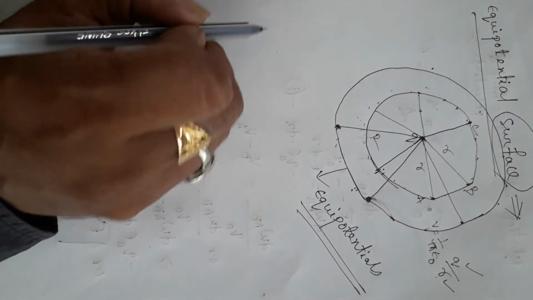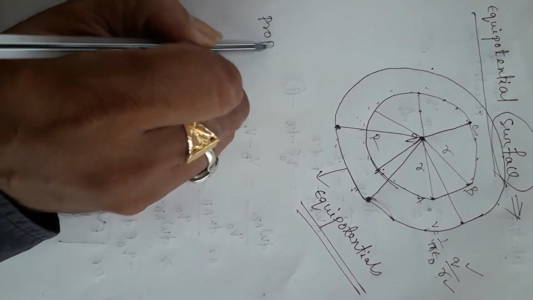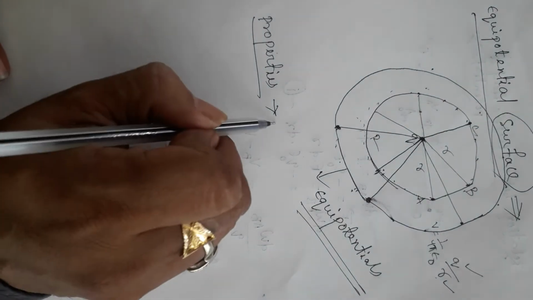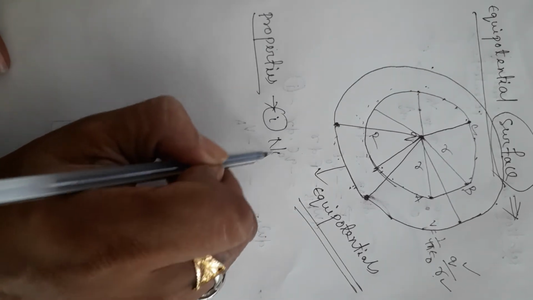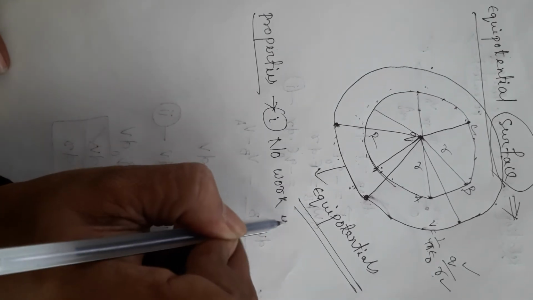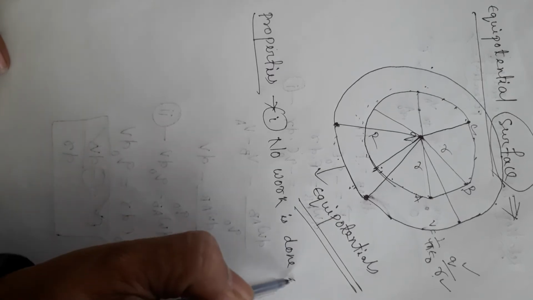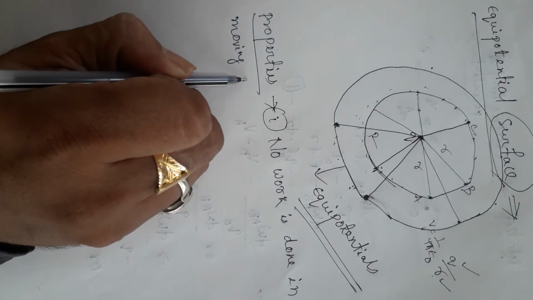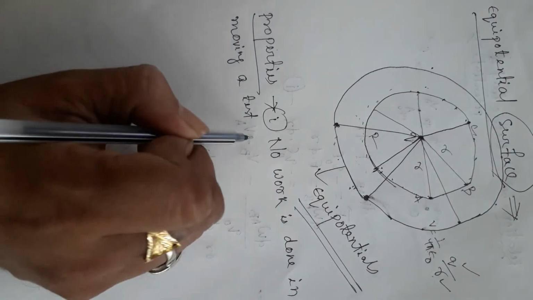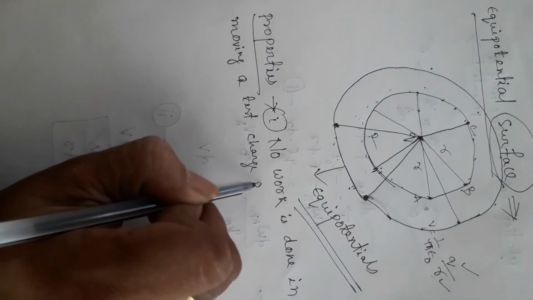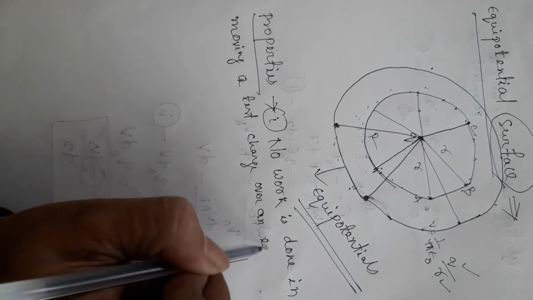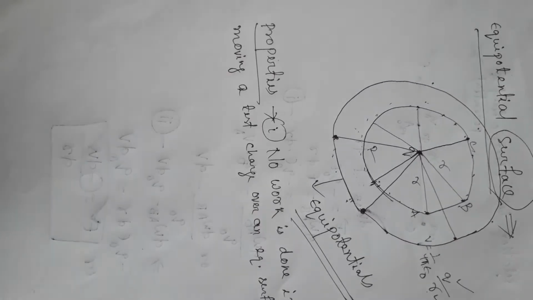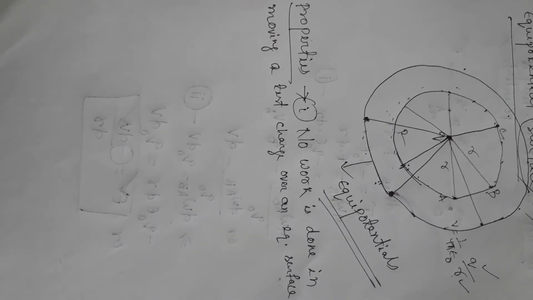So let's discuss some properties of equipotential surface. The first property is that no work is done in moving a test charge over an equipotential surface. So let's prove it.